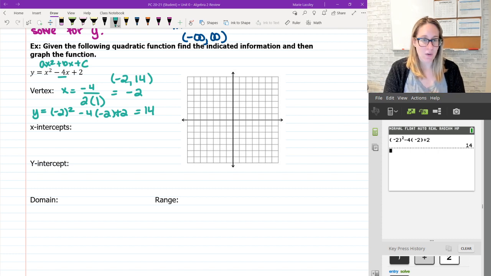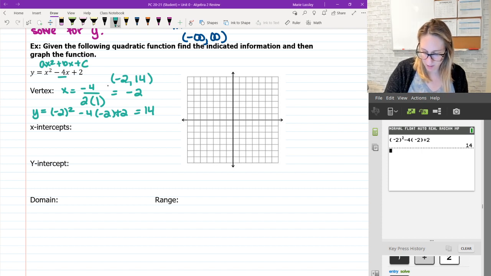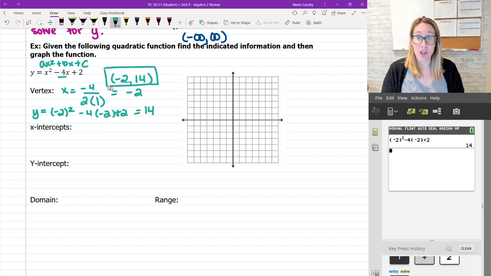All right, so with that being my vertex, I can go ahead and plot it now, or I can save it till later. I'm gonna save it till later, I think. Oops, there we go. No, stop that. All right, there's my vertex. Okay, so x-intercepts.